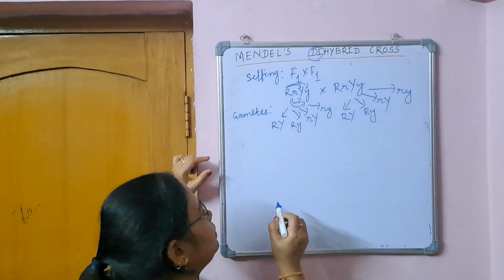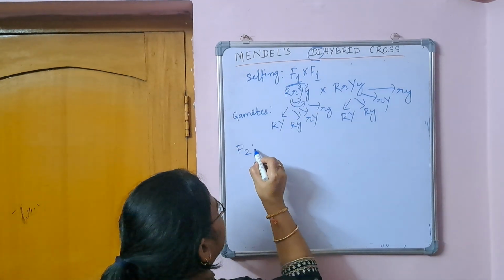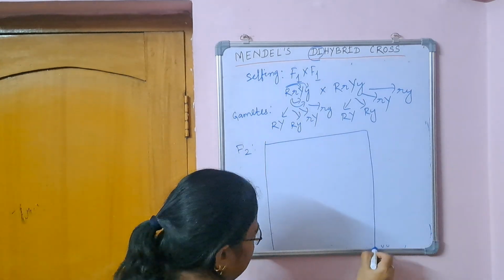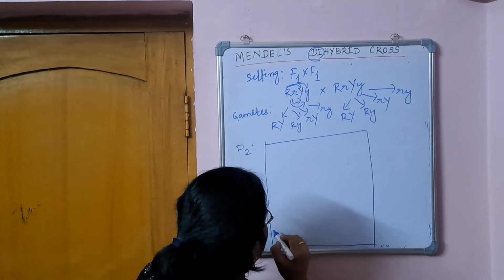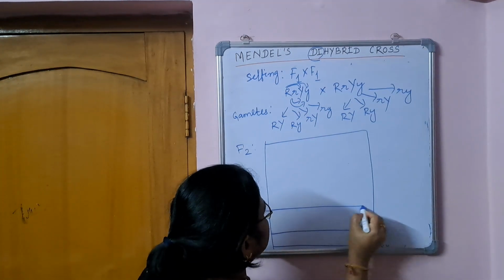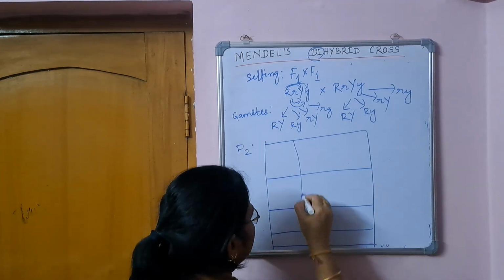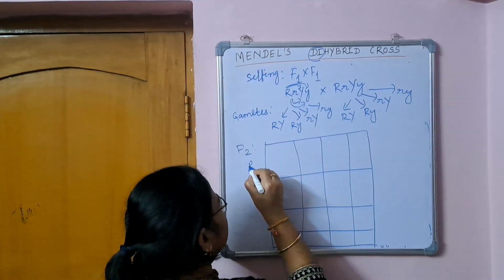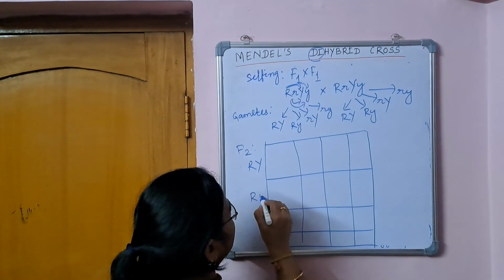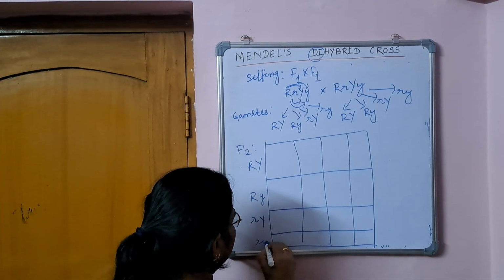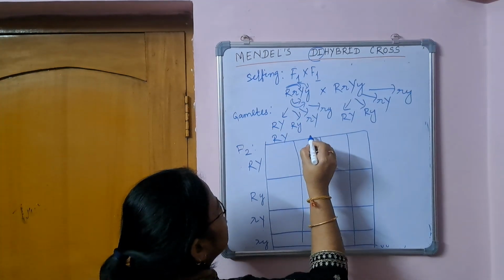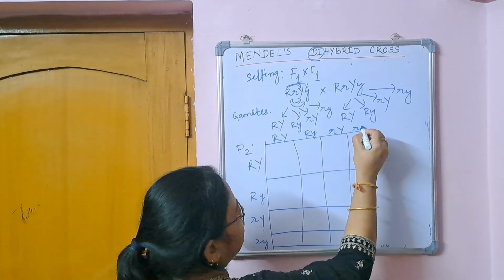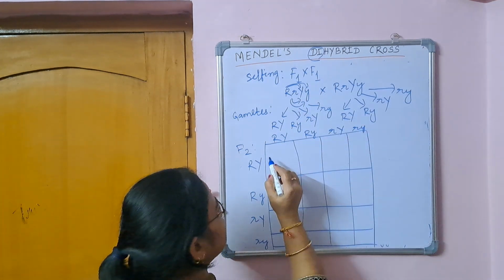Now let us do the checkerboard for F2. Here you see I am doing a checkerboard. It will have 16 compartments. Now let us take all the gametes. I am writing very quickly all the gametes, then we will be doing the cross. Capital R, small y, then small r, capital Y, small r, small y.